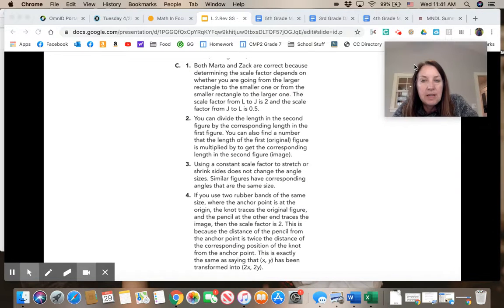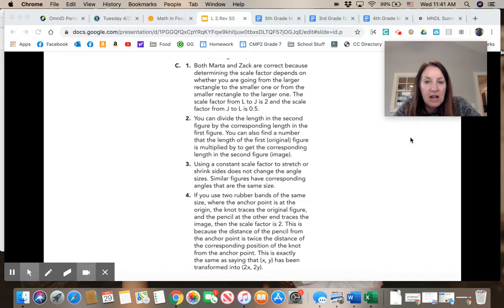In question C, both Marta and Zach are correct because determining scale factor depends on whether you are going from large to small or small to large. So from L to J is 2 and J to L is half. So they are both right. C2, you can divide the length of the second figure by the corresponding length in the first. You could also find a number that the length of the first is multiplied by to get the corresponding length in the second. Remember, the first figure is called the original, the second one is called the image.